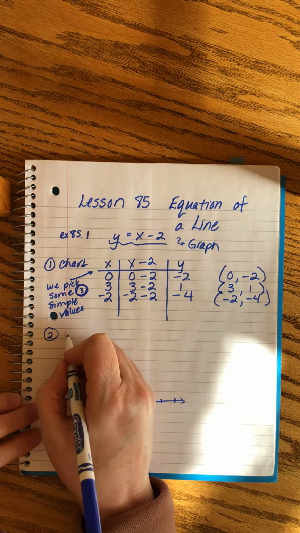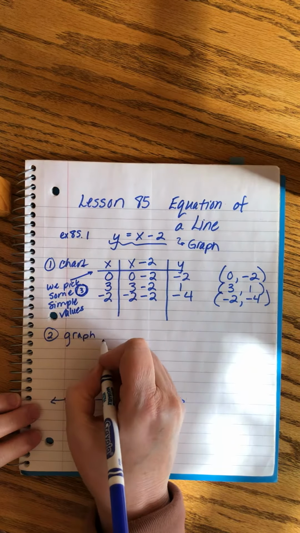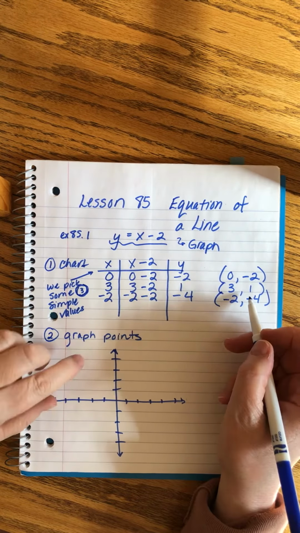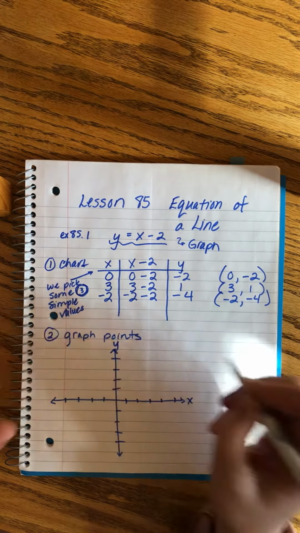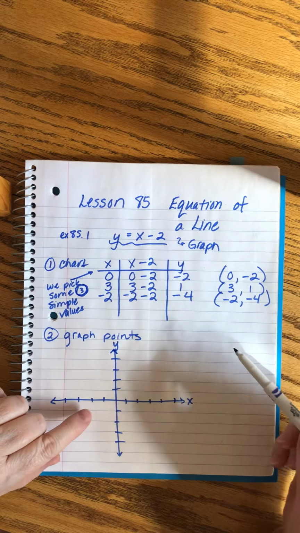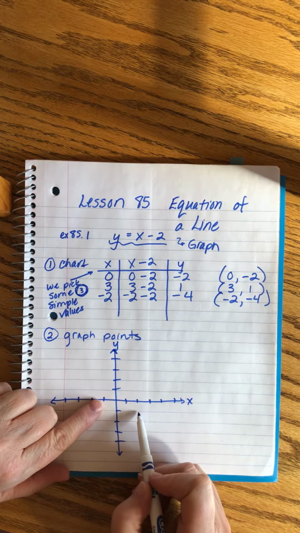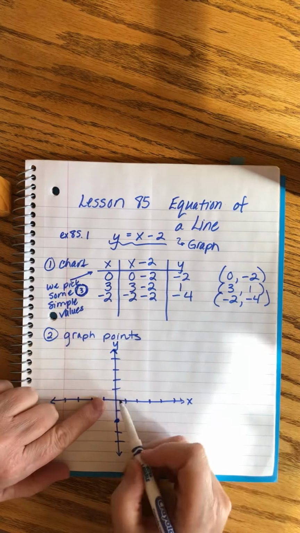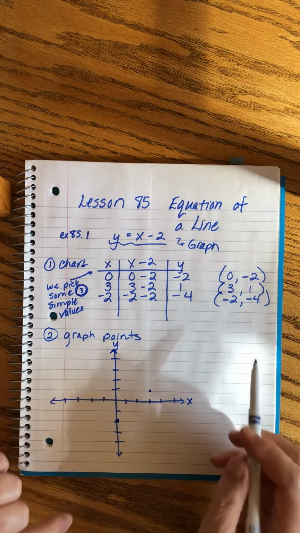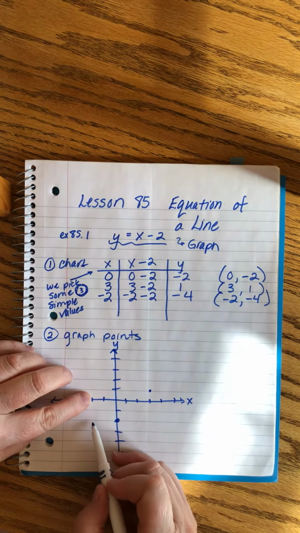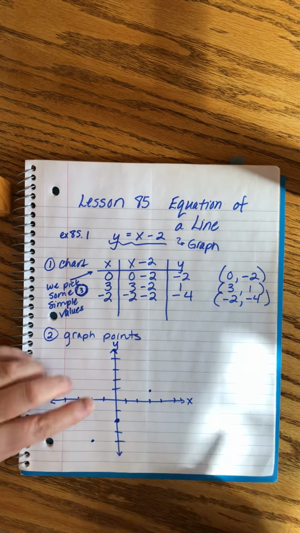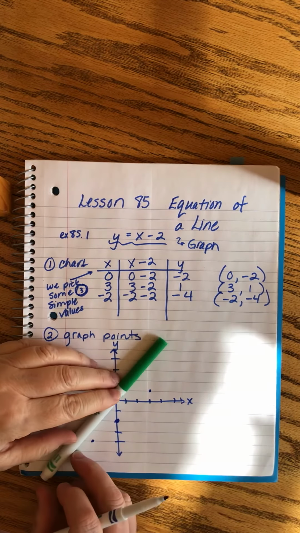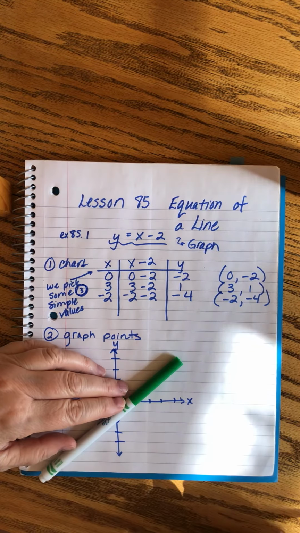The second thing I want to do is graph the points that we created, pairs of numbers. This is the x value, this is the y value. I think you're really comfortable with this. So now we're going to graph them. Here's the first one, 0 and -2. Then 3 and 1, then -2 and -4. Now, if you've got a ruler handy, you can use a straight edge and connect them.